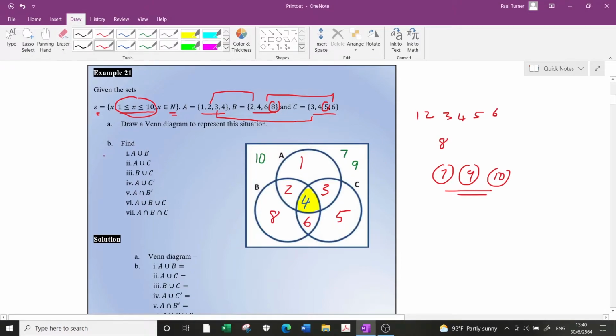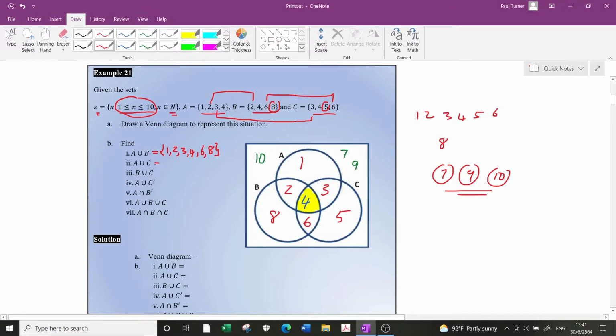So now we want to find A union B. So all the elements that are in A or B or both. So that would be these elements here. So we'll have 1, 2, 3, 4, 6, 8. Okay, so they're all the elements that are in A or B.